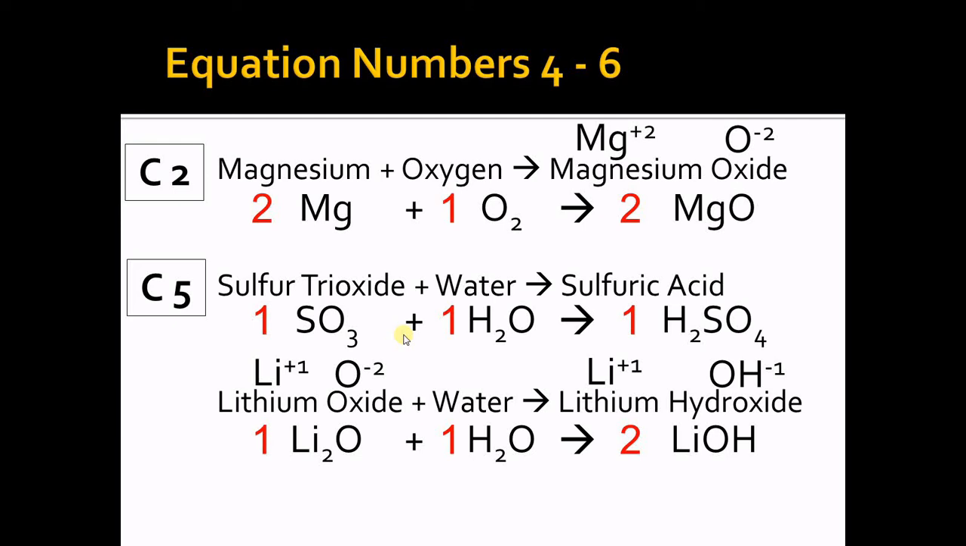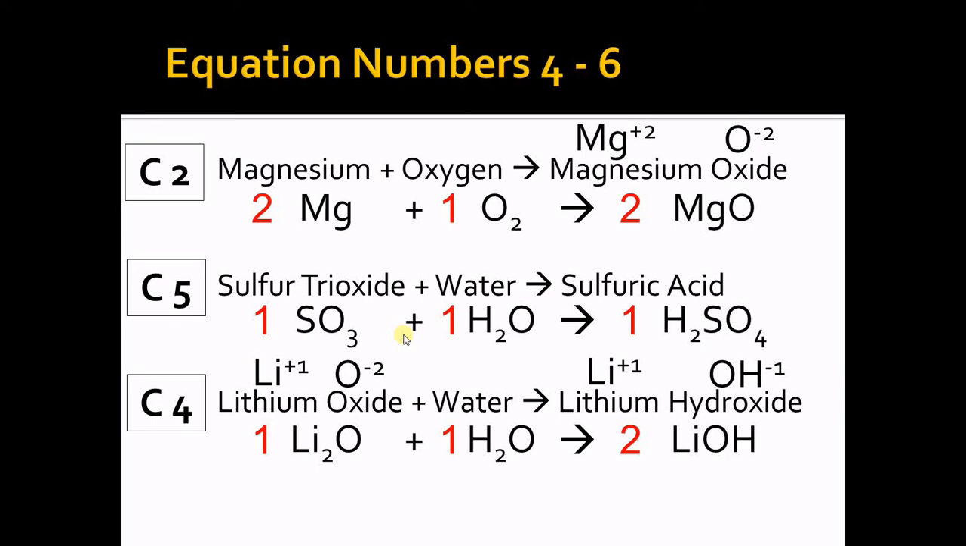Last one is a C4, which is a metallic oxide plus water. You're going to make lithium hydroxide, and you guys can see what your product is there. And, of course, the balanced chemical equation when all is said and done. So that's it for learning about composition reactions.